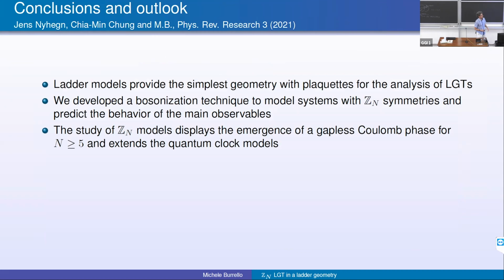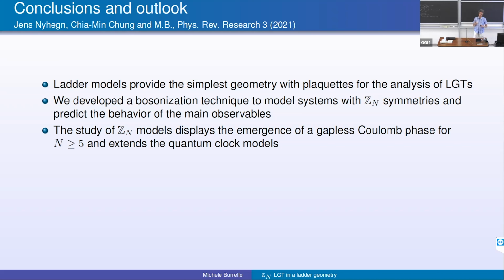What I looked at are indeed ladder models on the lattice, so lattice gauge theories in ladder models, because I was interested in seeing what happens when we include plaquette operators in these models. And we performed our analysis by developing a useful bosonization technique that can be generalized to most of Zn models. And it's pretty powerful also for discussing clock models or frustrated clock models. And in parallel, we compared our results with DMRG.